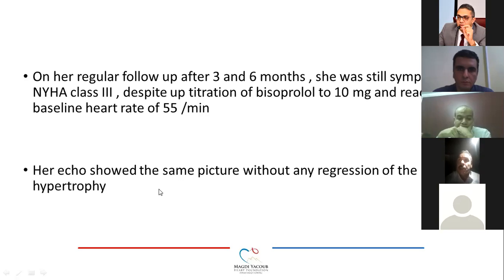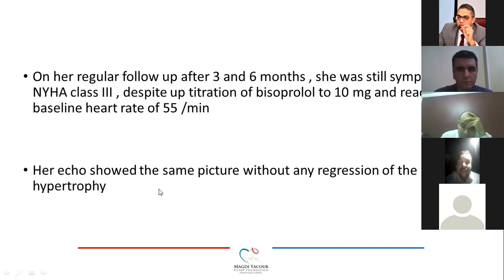Actually, LVOT obstruction is not a major risk factor for sudden cardiac death, nor a major factor for the symptomatology or the prognosis. Of course, we have some studies that showed some association between LVOT obstruction gradient and the outcome. However, this is not the consensus. So we do not target the gradient.